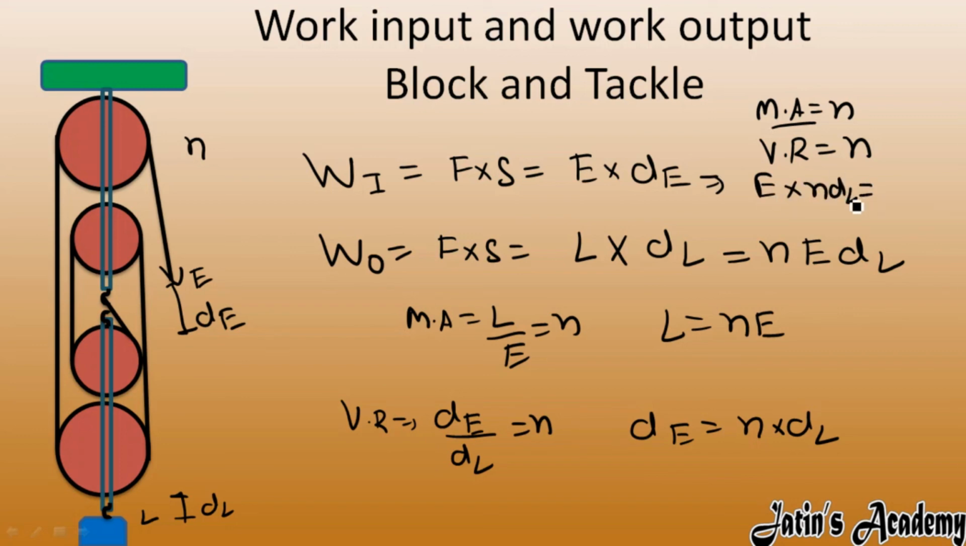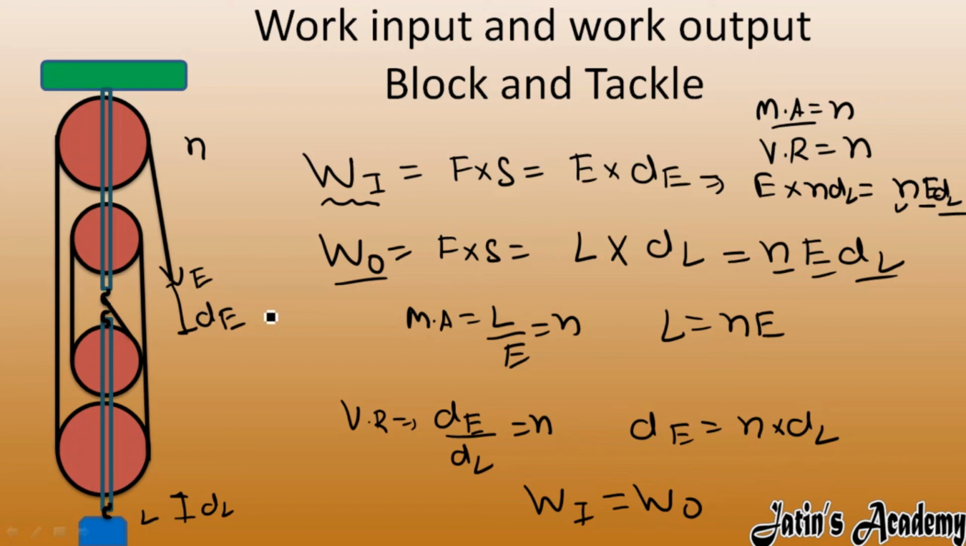So here it becomes NEDL. Now carefully see. Work input we got as n number of pulleys, effort into displacement of load. Work output we got as n into effort into displacement of load. It means these quantities are same, so these quantities are also same. It means that work at the input point is equal to work at the output point. It means this shows the conservation of energy.